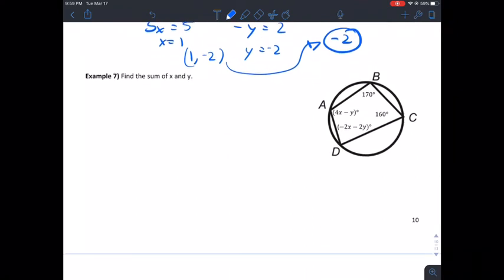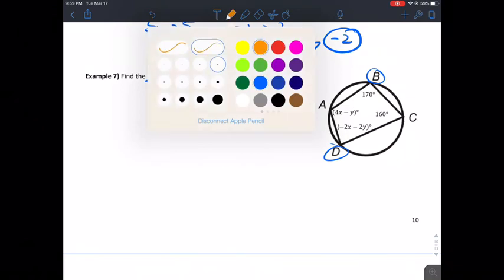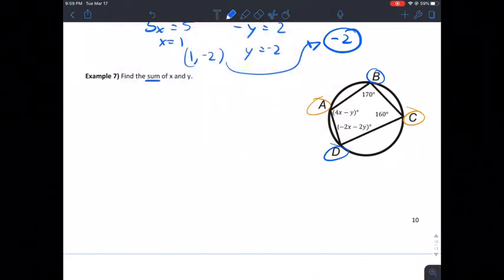All right, last one. Find the sum of x and y. So if you recall, sum means to add. So we're going to go ahead, find x and y, and then add our answers together. B and D go together. A and C go together. We know they're supplementary, so we add them up, set them equal to 180, and solve.